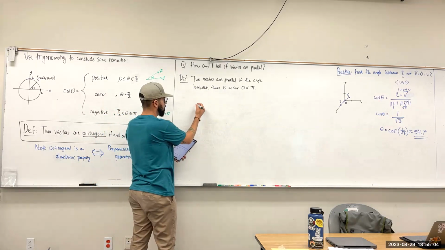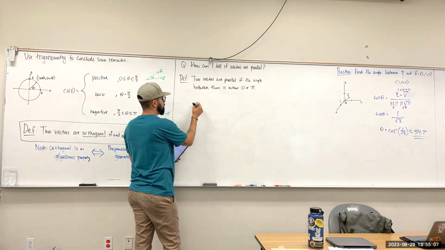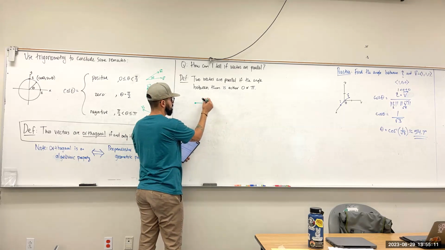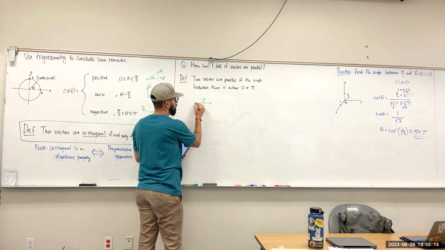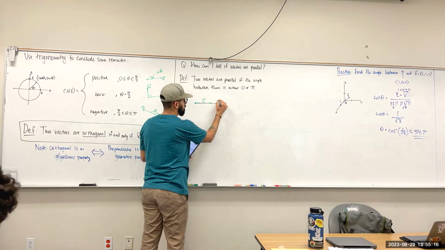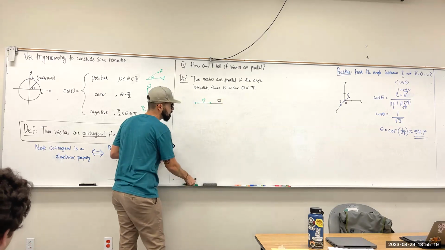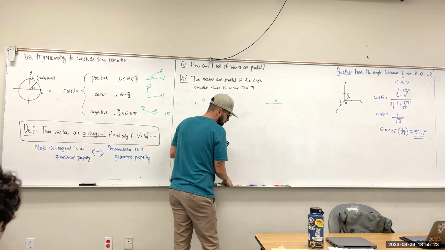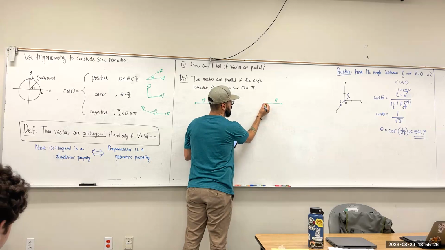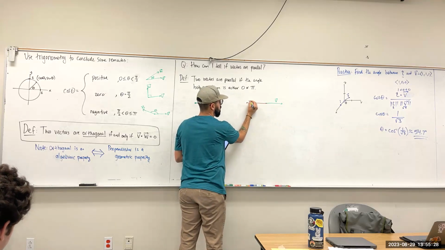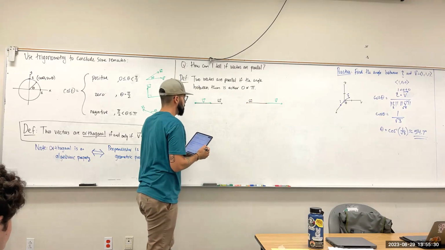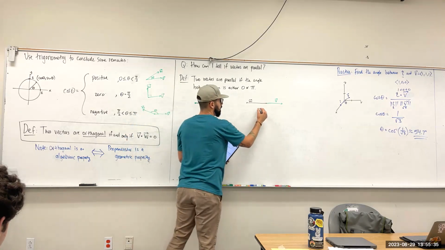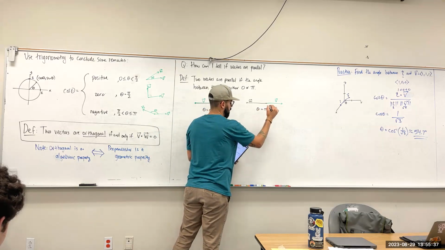So let me put those two scenarios that I just described. Let's put them right here. So let's say it's 0. So here's V. And then I put W right on top of it. Versus here's V. And now it's 180, so it's pointing completely opposite. Here the angle theta is 0, but here the angle theta is pi.